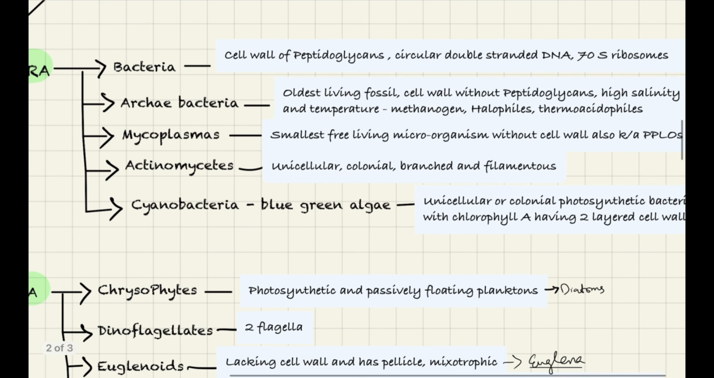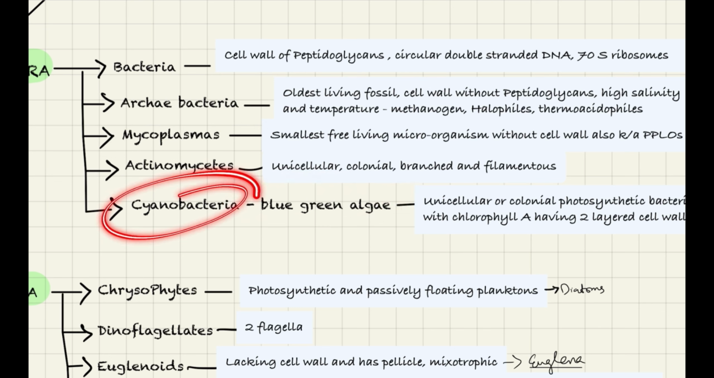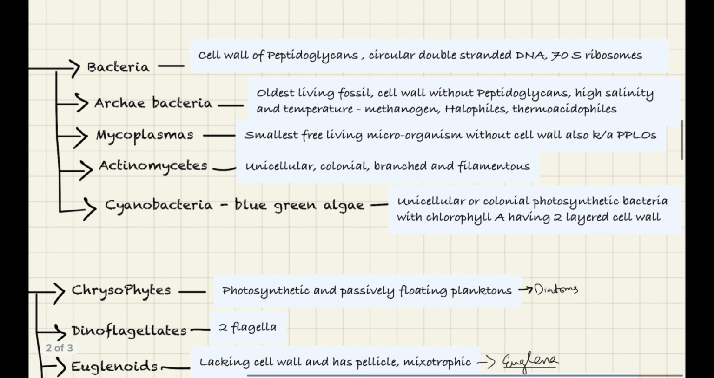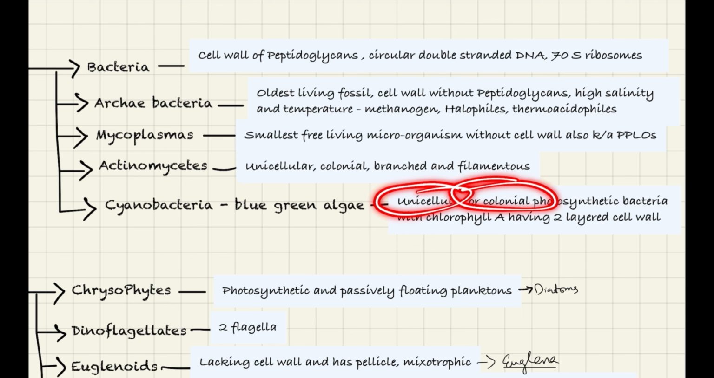Then we have cyanobacteria, which is also known as blue-green algae. With algae, it should not be confused with something else, but it is a bacteria. The most prominent features of this bacteria are that, again, it is unicellular or colonial, but it is photosynthetic, and it has chlorophyll A with a 2-layered cell wall. These are some important points from where questions can be framed.